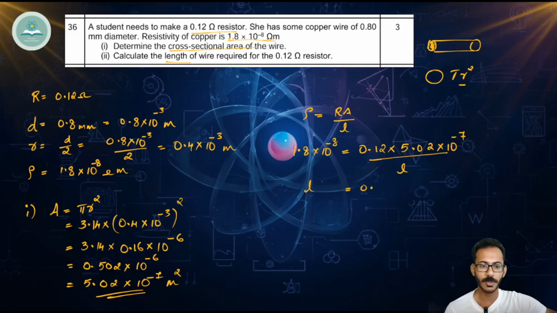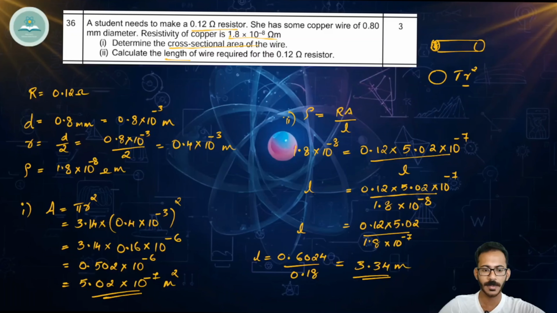Now we'll multiply these two. When we multiply these two, we will get L is equal to 0.6024 divided by 1.8 into 10 raised to minus 7. As we know, it is 0.18. When we divide both, we'll get the answer that is equal to 3.34 meter.